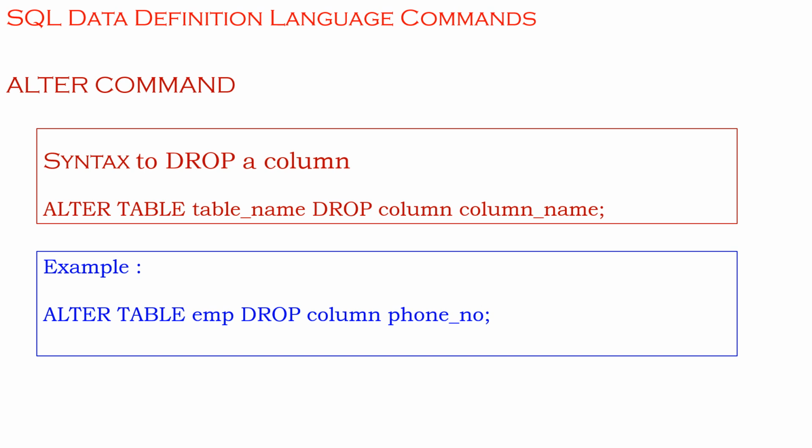Now the next one is I can also drop a column, right, using the alter command. So how do I drop a column? Alter table, table name, drop is the keyword, followed by column and the column name. That is, the name of the column can be specified. Here in the example, the phone number column is dropped from the table. So using alter, I can either add a column, drop a column, or modify the width or the data type of a particular column, that is, either increase or decrease the possible domain values.